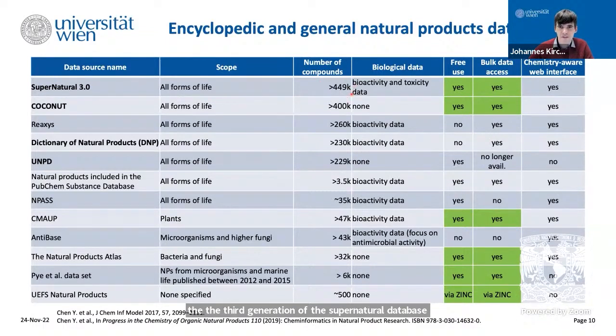It's the largest set of natural products, 450,000 natural products, and it has now, as I spotted, even the option for bulk data downloads. That sounds really promising. I didn't have a chance yet to investigate it in detail, but that looks very promising. Then another well-known resource is the coconut database.